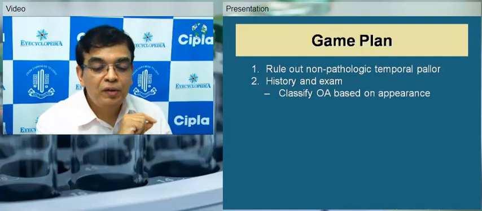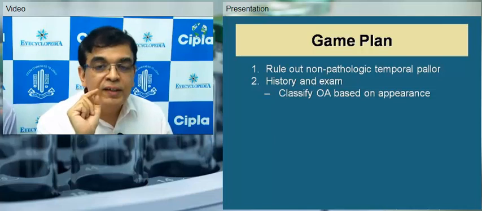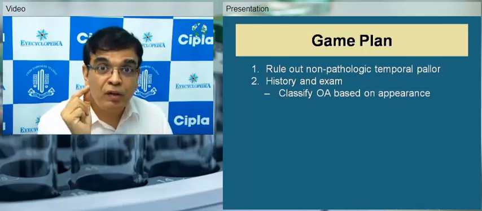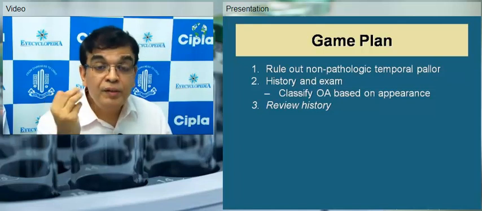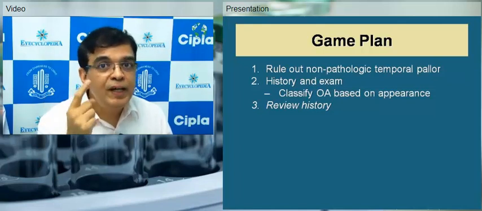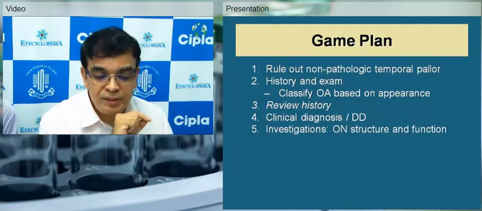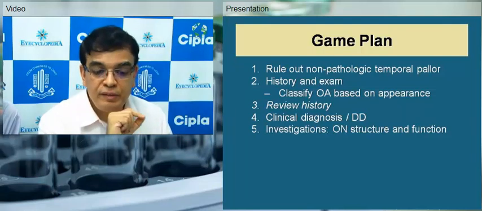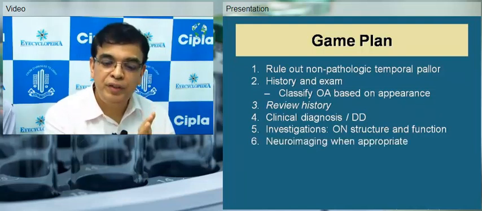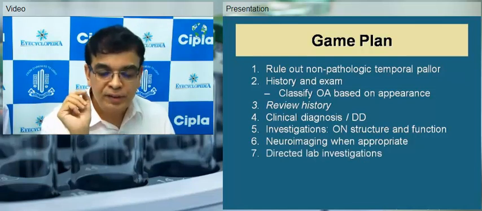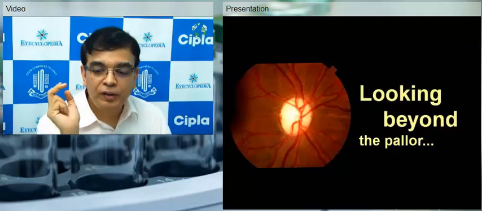Okay. So what should your game plan be in optic atrophy? First, rule out non-pathologic temporal pallor. Take a careful history and examination. You know how important history is. Classify the optic atrophy according to its appearance ophthalmoscopically. Is it primary, secondary, is it consecutive, what is it? Review your history. You finished your examination, you may have certain questions to go back and ask the patient. Maybe a little more relevant history needs to be taken. Please review the history. Come to some kind of clinical diagnosis or differentials. Then consider investigations, whether it's optic nerve structure, such as OCT, fundus photography, or is it optic nerve function, that is visual fields, etc. Perform neuroimaging when appropriate, including lab investigations which are directed. There's no need to do a shotgun approach to everything.